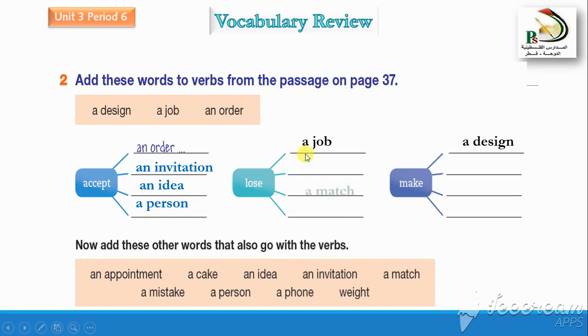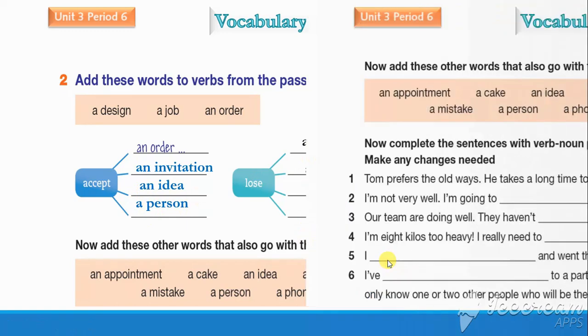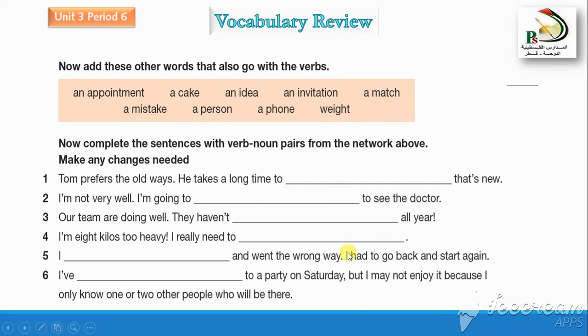So lose a job. You lose a match. You lose a phone. And you lose weight. Something very difficult to do. So phone, keys, it's like that. But when we come to make, we make a cake, we make an appointment, and we make a mistake. Now see, we also make a phone call, right? We accept a competition, we accept a match. So these can be interchangeable. Now pause the video here and add these words into the blanks, which is very, very easy.